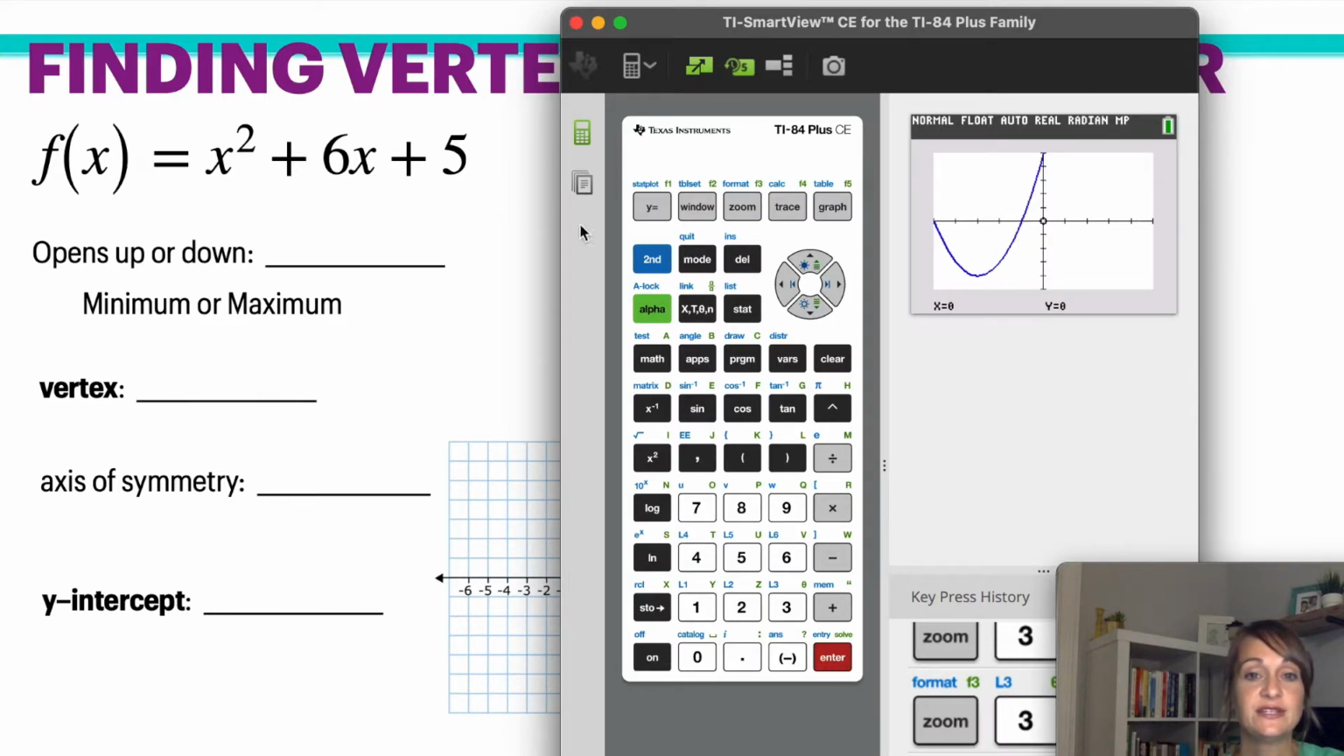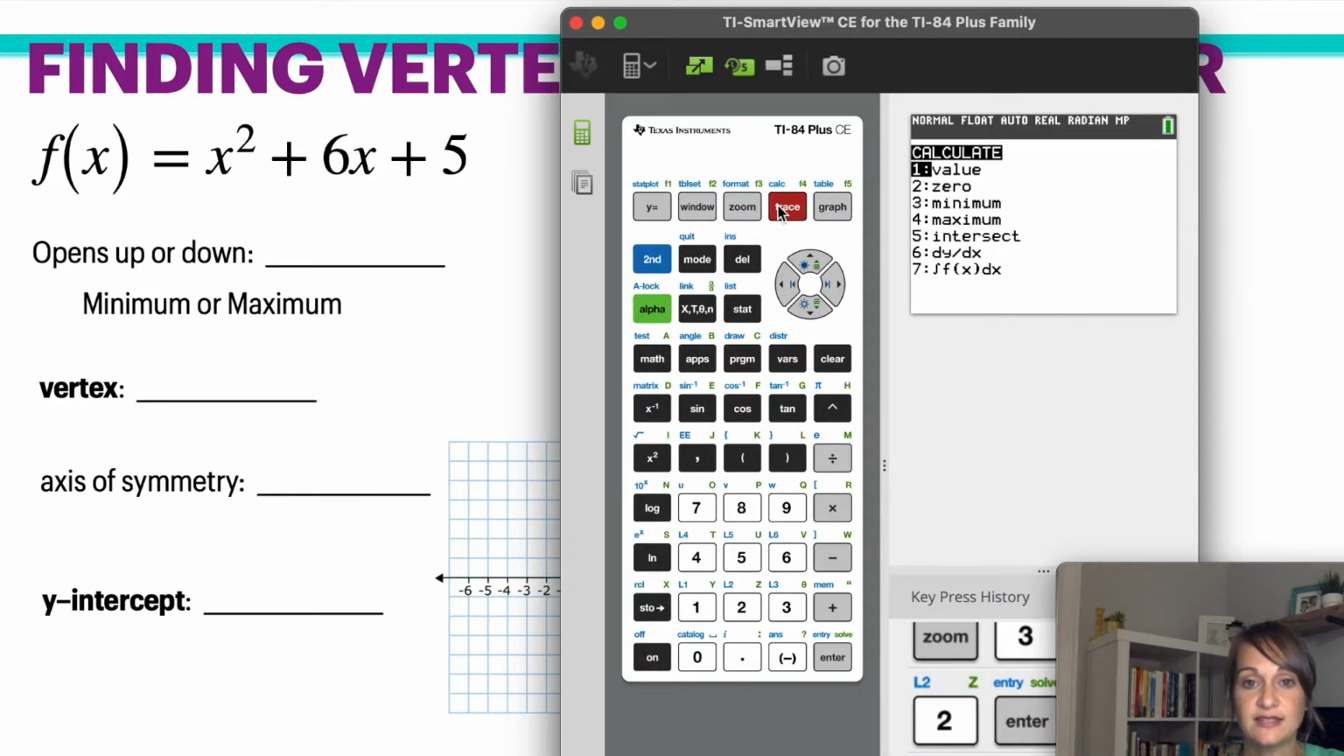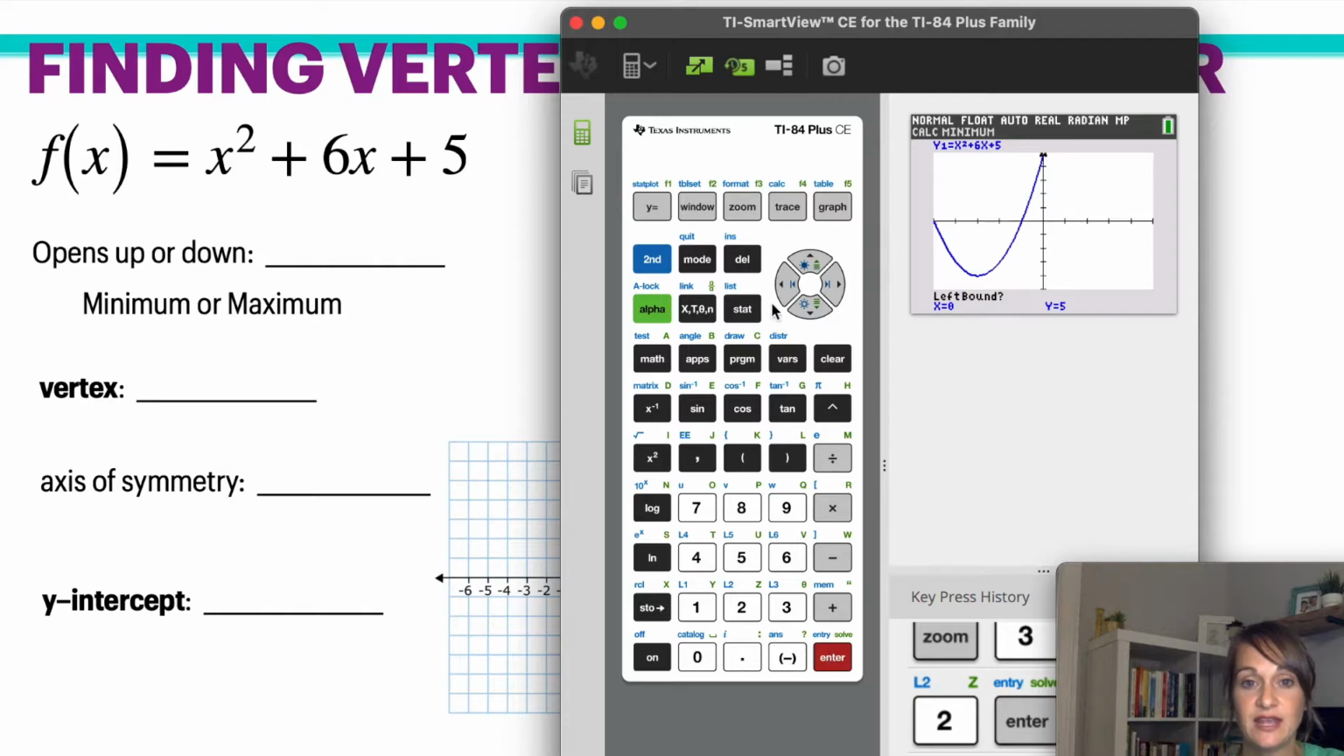Now, here's how you find your vertex. If you go to second trace, you're looking for the minimum value. So go down to minimum, and it wants to know the left bound, which means you are to go to the left side of that lowest point. So the lowest point is somewhere near here.